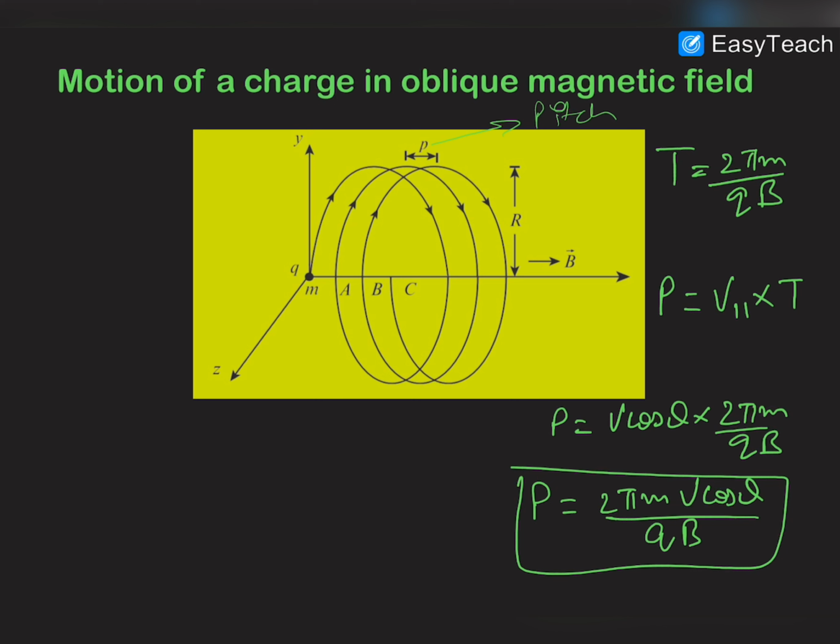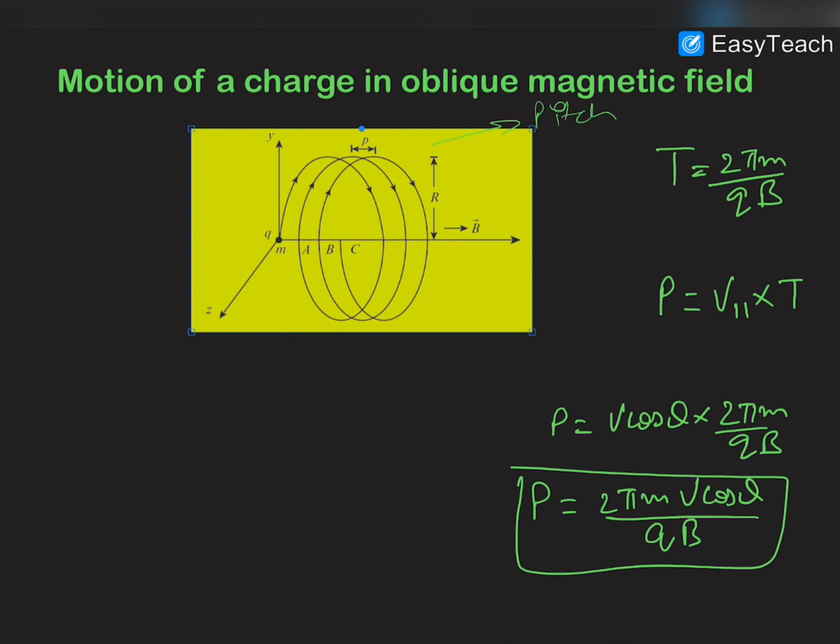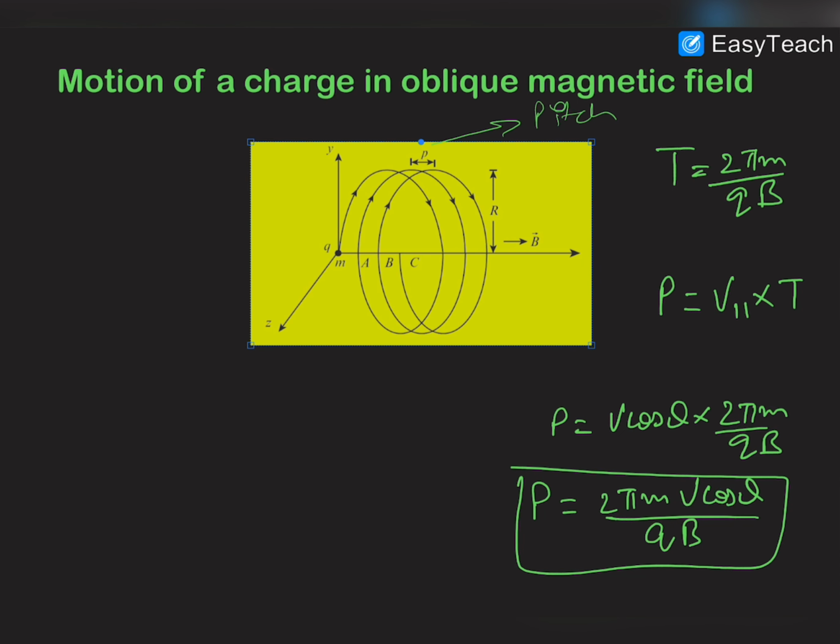Now we also have to note the fact that there is only the presence of magnetic force, and we know that the work done by magnetic force is always 0. So we can say that the work done by F magnetic is always 0, and therefore the kinetic energy of the particle is constant in this motion also.